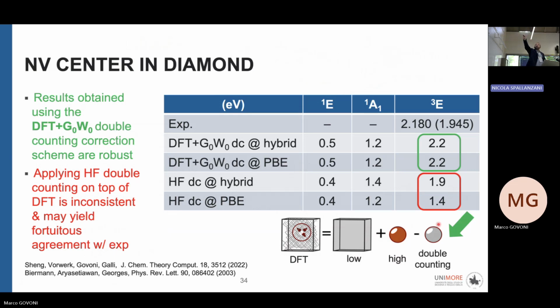So this is the experimental value for the triplet excited state of the Young center. This is the double counting scheme. So we have DFT plus GW here, full configuration interaction minus a double counting scheme. If we use GW, then we get a number that resembles experiment and does not depend on how we started DFT. Whereas if we use other techniques, such as a Hartree-Fock double counting scheme incorrectly applied to DFT, then we get results that are not correct and depend a lot on the starting point.